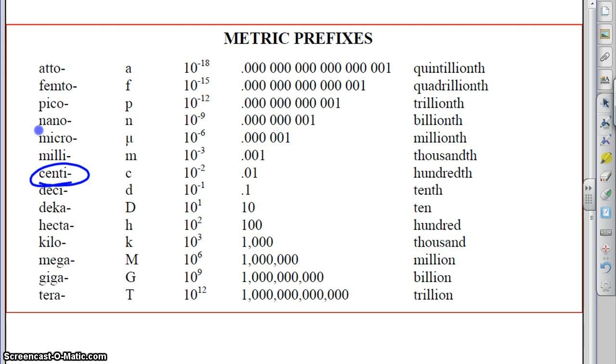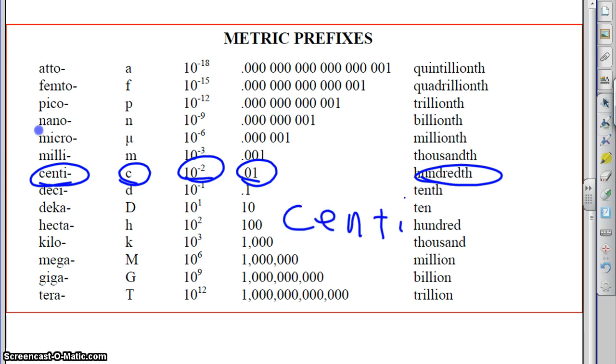abbreviations for those prefixes such as c, and those tell you what fraction or multiple of that unit you're dealing with. So if I have a centi-something, then I have 10 to the negative 2 or 0.01 or 100th of that thing. So if I have a centimeter, a centimeter is 100th of a meter. That means if I took a meter and cut it into 100 pieces, each one would be a centimeter.